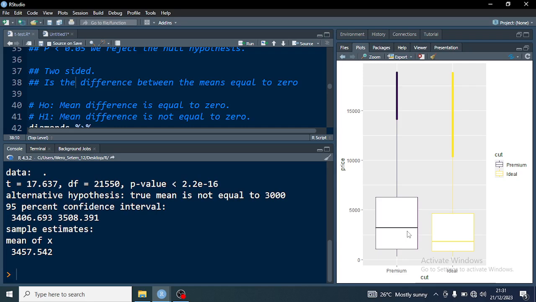I'm not interested whether the mean is positive, is it increasing, or is it decreasing, or which one has a greater mean. What we're interested in is just the difference. The difference can be negative, the difference can be positive. So is the difference between the means equals to 0? That's the question we're asking ourselves. Now, our null hypothesis is the mean difference is equals to 0. So we are saying there is no difference between the means. Then the alternative hypothesis, the mean difference is not equal to 0.